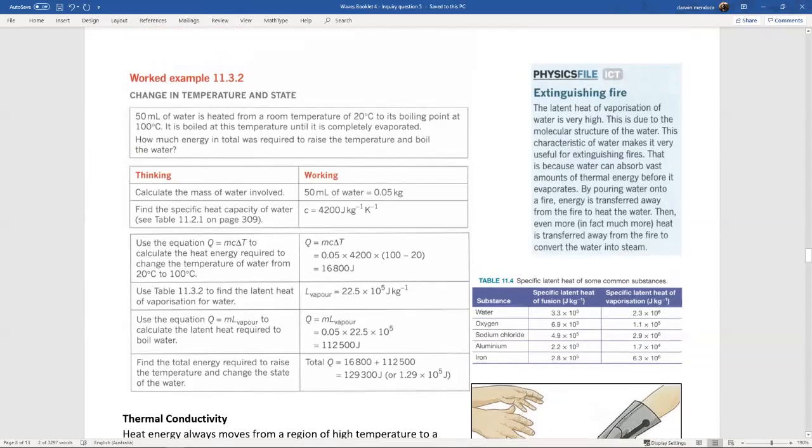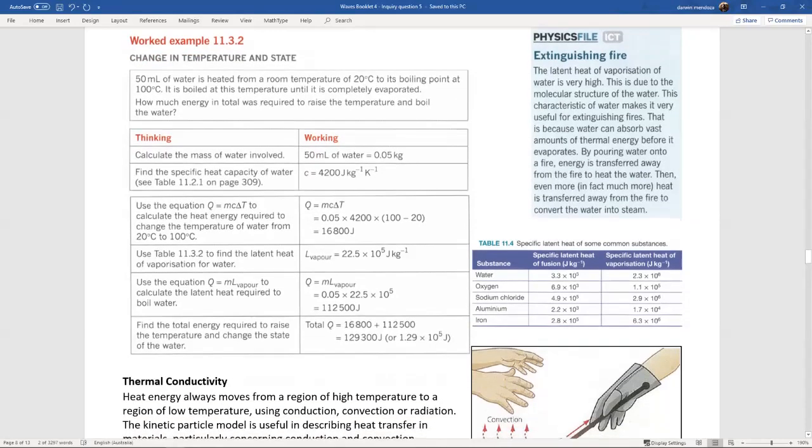how much of that 0.05 kilogram of water do I have to add energy to for it to completely become a vapor, right? I'm not talking about heating the vapor. I'm just converting the water into a vapor. It is boiled at this temperature until it is completely evaporated. How much energy in total was required to raise the temperature and boil the water off? You've got two things that you've got to calculate. You've got to calculate its specific heat, getting from 20 to 100 degrees, and you've got to calculate how much energy is required to completely change it from a liquid to a gas.